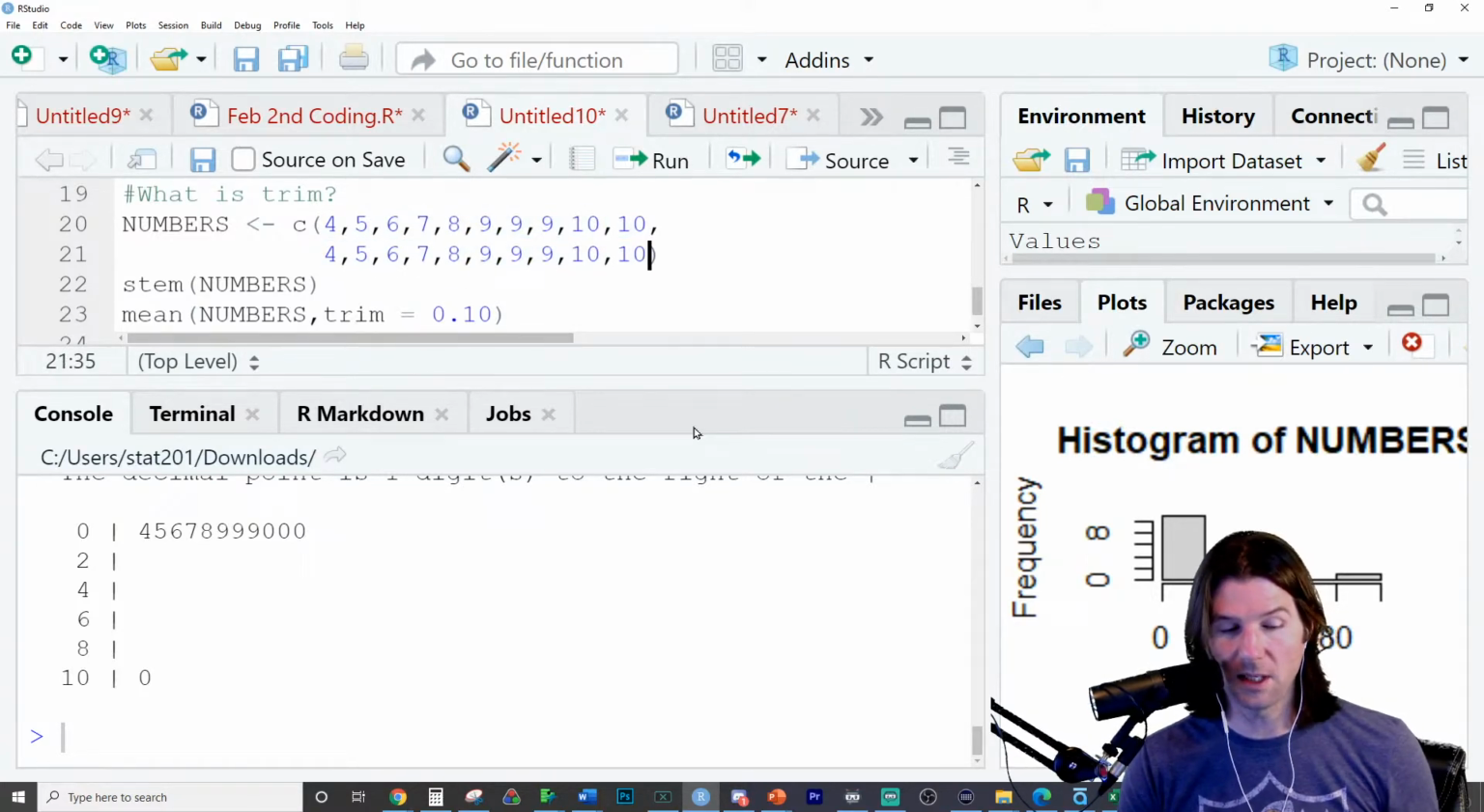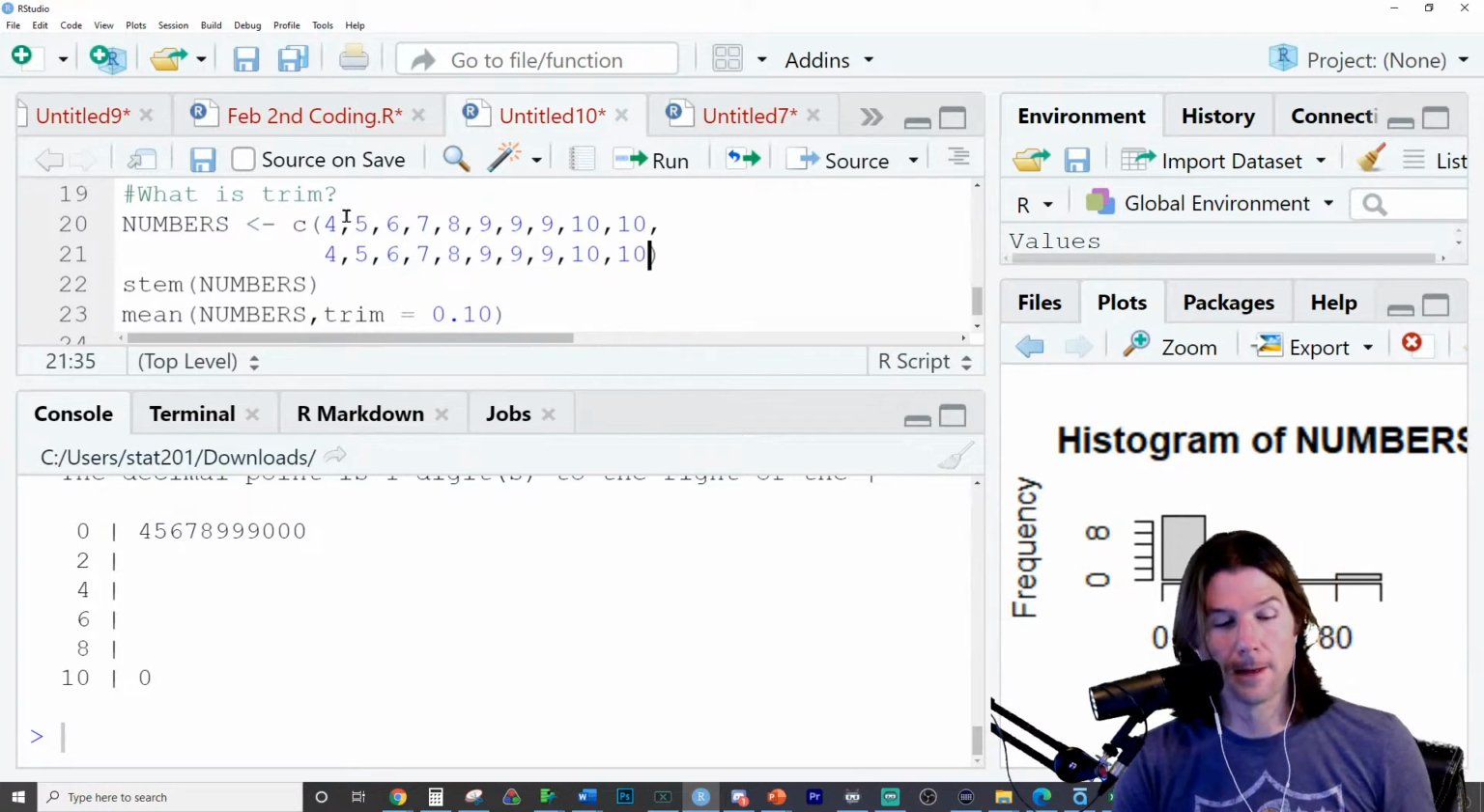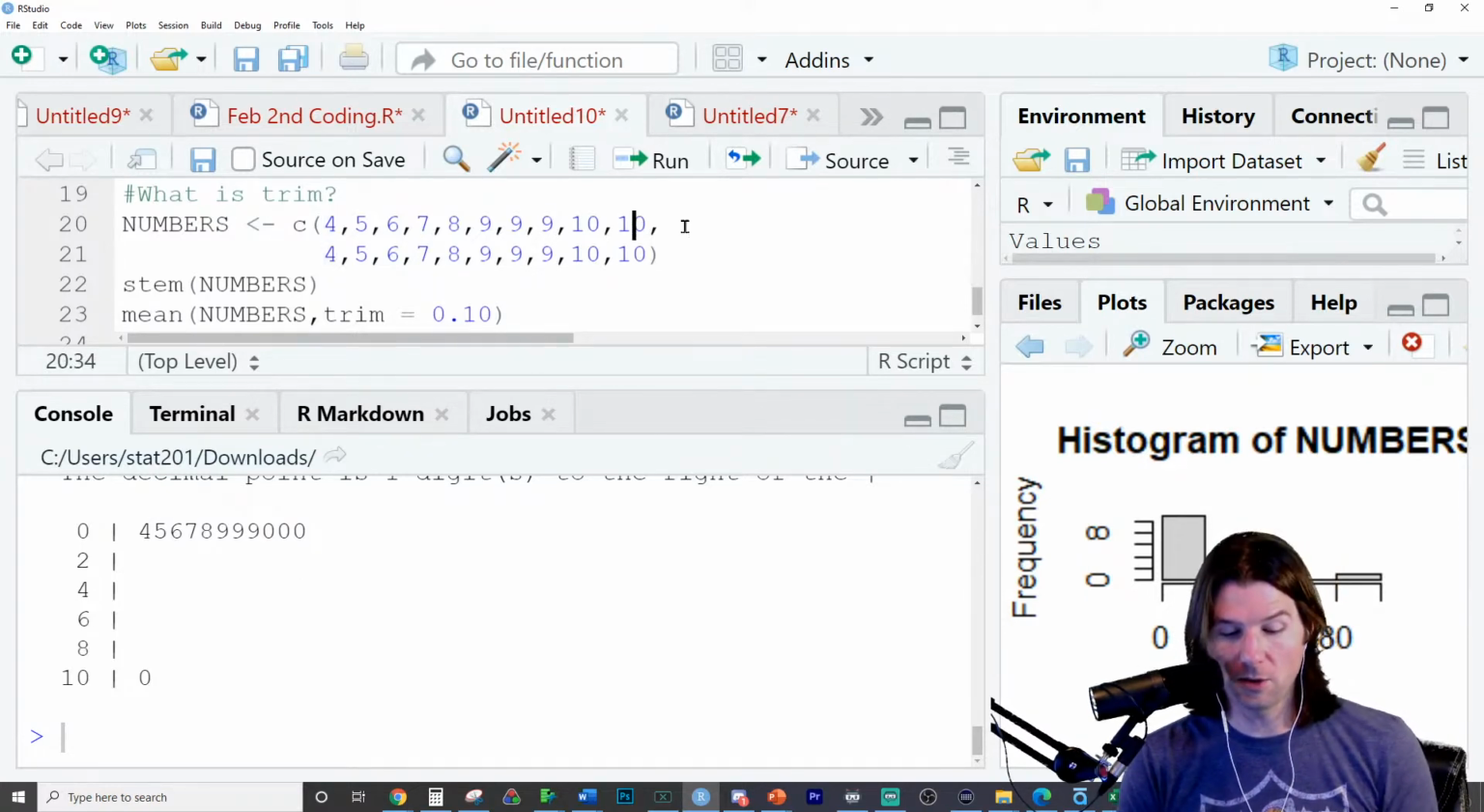And there's a 20 number data set. So we now have a 20 number data set. What we're going to do right here is put 100 right here, and then we're going to put a ridiculous number over here.